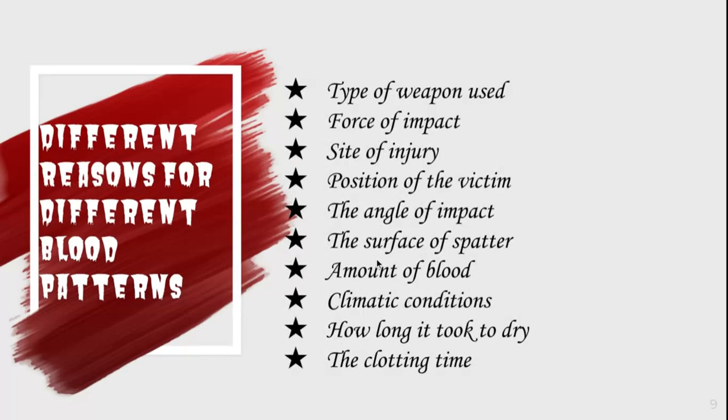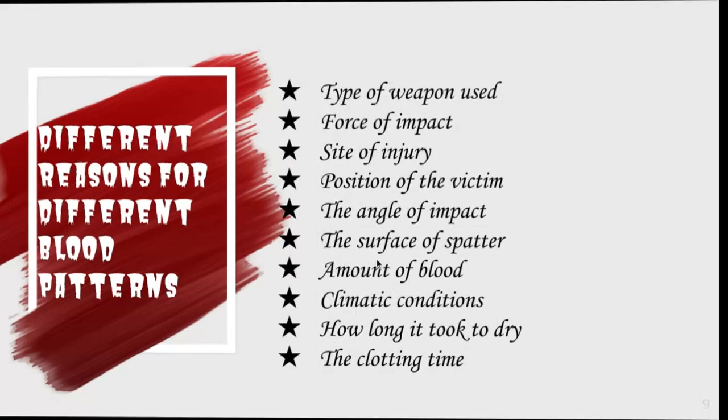And the different reasons for different blood patterns are the type of weapon used, the force of impact, the site of injury, position of the victim, the angle of impact, the surface of blood, the amount of blood, the climatic conditions, how long it takes to dry, the clotting time, and so many more.